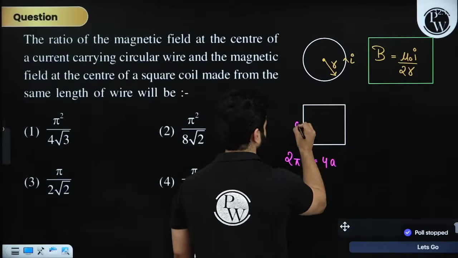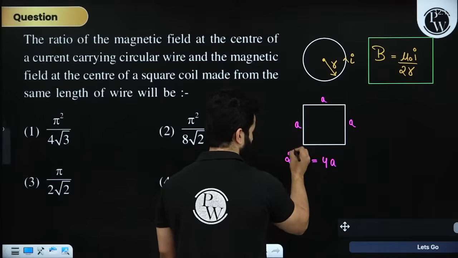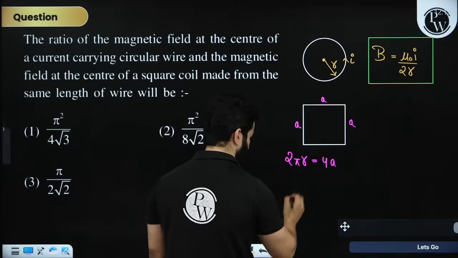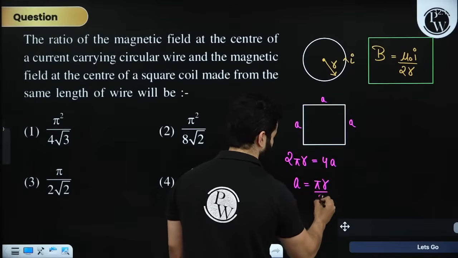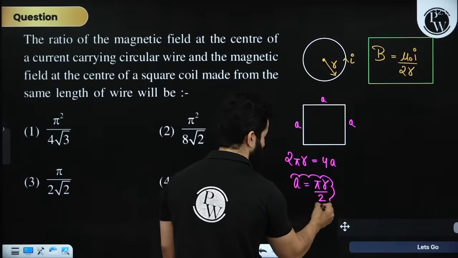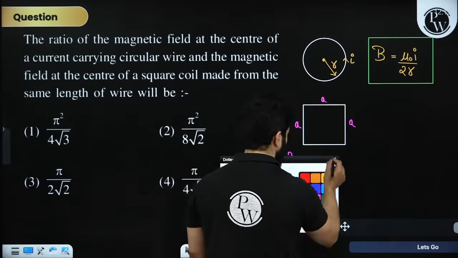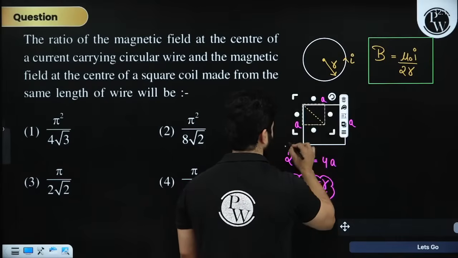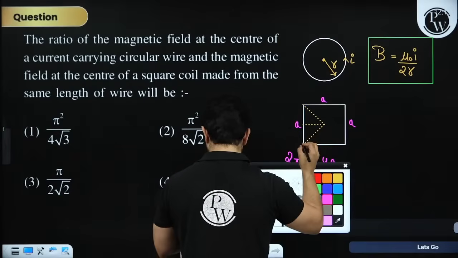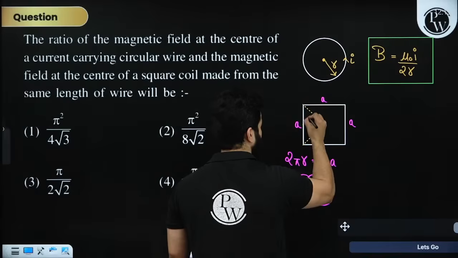Let's say the edge length of this square is A. So, friends, we are going to write A as pi R by 2. So A will come out to be pi R by 2. Now the magnetic field at the center point, somewhere over here, will be something like this. Everyone should know that these two angles are obviously going to be 45 degrees, that means pi by 4 and pi by 4.